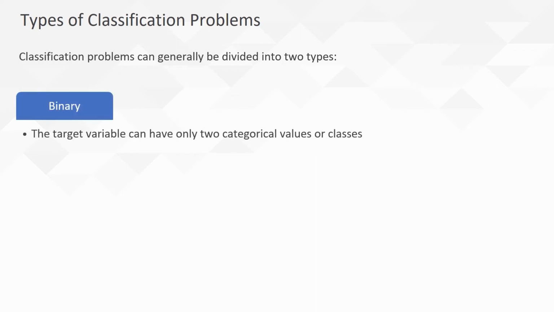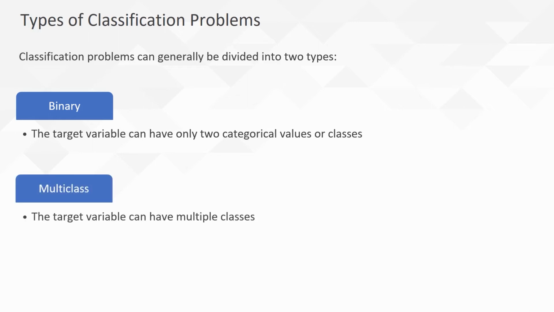Binary classification: the target variable can have only two categorical variables or classes. For example, given an image, classify whether it's a cat or not a cat. Multi-class classification, on the other hand: the target variable can have multiple classes. For example, given an image, classify whether it's a cat or dog or rabbit or bird.